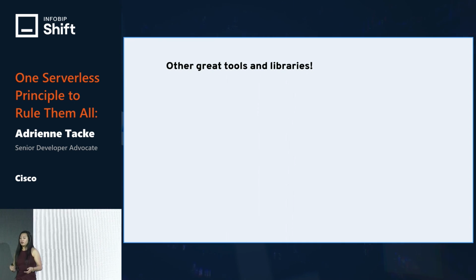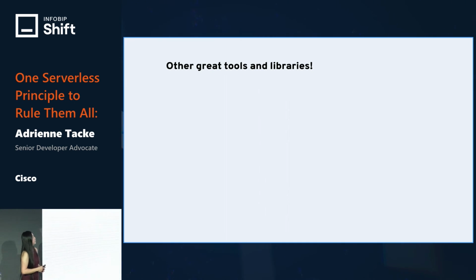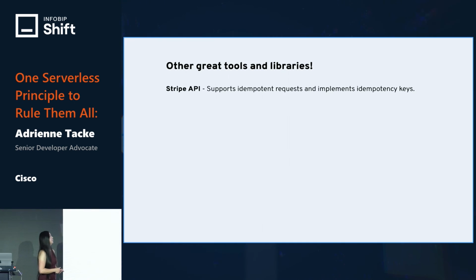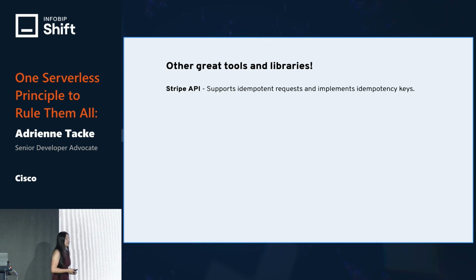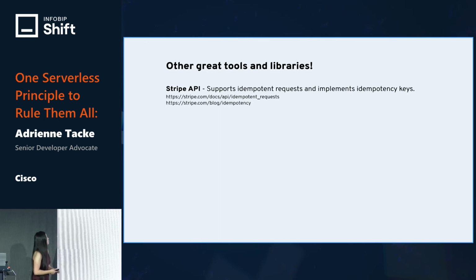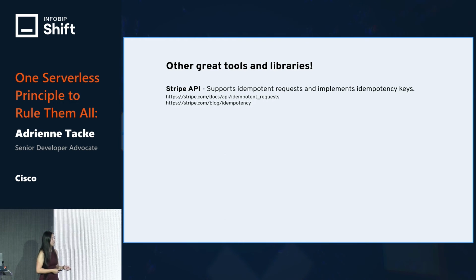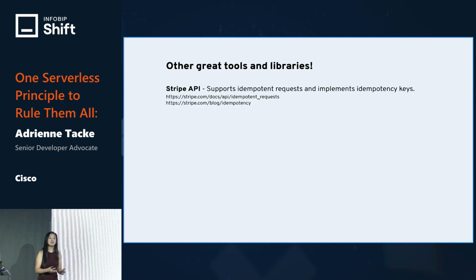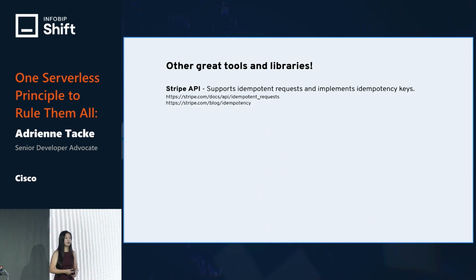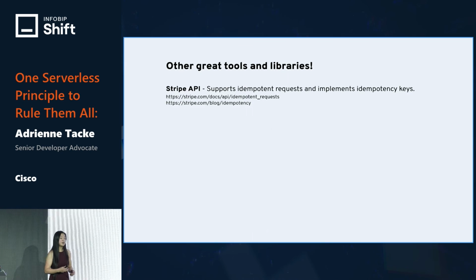So there are some other really great tools and libraries here. One I'll mention is the Stripe API. They've been setting the standard when it comes to web requests for idempotent requests and implementing idempotency keys. If you check out their blog about how to implement idempotent requests, they talk about how they built this into their API. And a lot of other APIs follow their lead when it comes to how to implement idempotency keys.